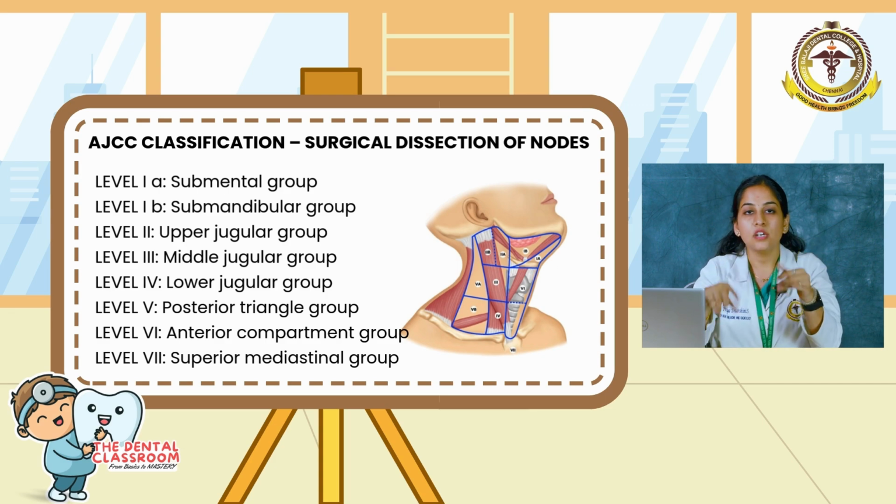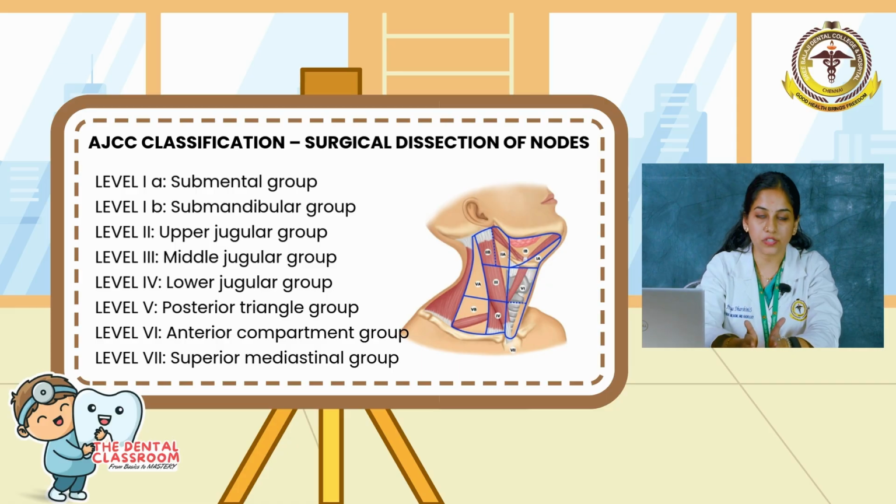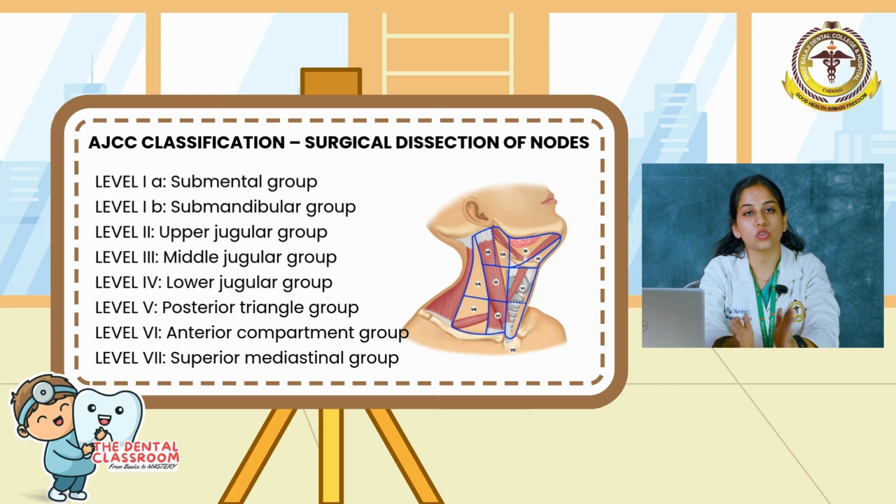We have 7 levels. The first one will be level 1A, which is submental. Level 1B will be the submandibular. Levels 2, 3, 4 will be the jugular compartment, which is the upper, middle and the lower. Level 5 will be the posterior triangle. Level 6 will be the anterior compartment, and level 7 will be the superior mediastinal group. So this American Joint Committee classification is basically for the surgeons for the dissection of the lymph nodes. So we have an idea of the classification of the lymph nodes.